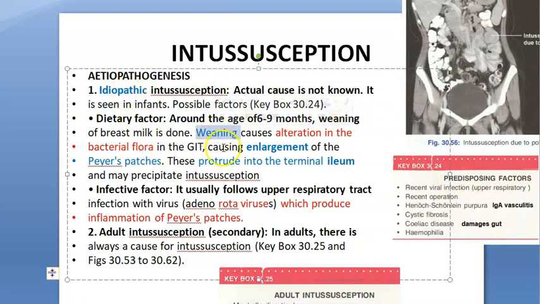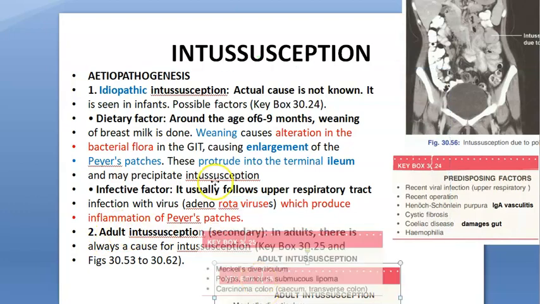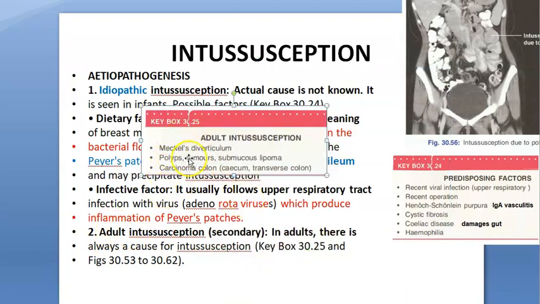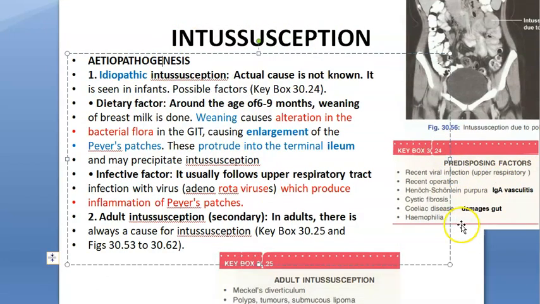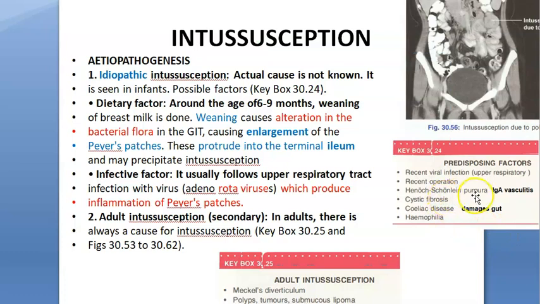The pathogenesis, you saw what happens: it's idiopathic, or in weaning the bacterial flora gets altered and there's enlargement of the Peyer's patches, which protrude into the ileum and cause intussusception. Then if it is rotavirus, it can lead to this. And adult intussusception is usually because of Meckel's diverticulum, polyp, tumor, submucosal lipoma, carcinoma, etc. In children, you can also see it because of Henoch-Schonlein purpura, that is IgA vasculitis, cystic fibrosis, celiac disease, hemophilia, etc.